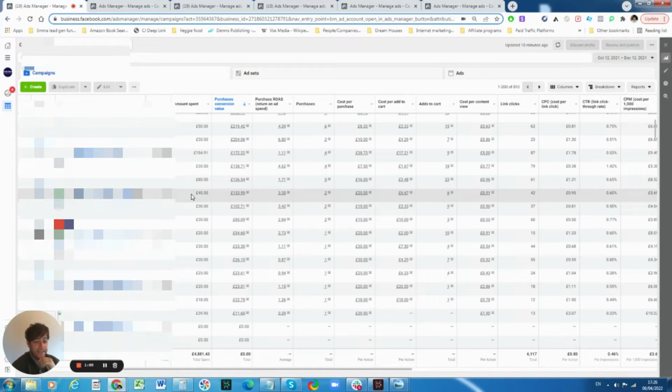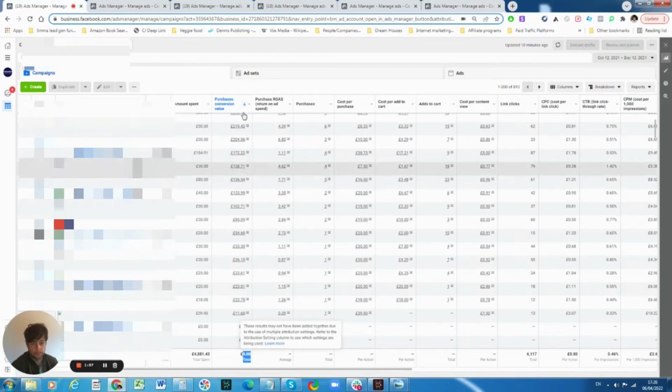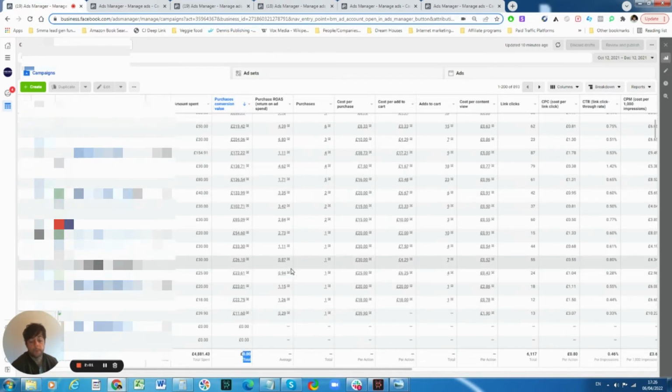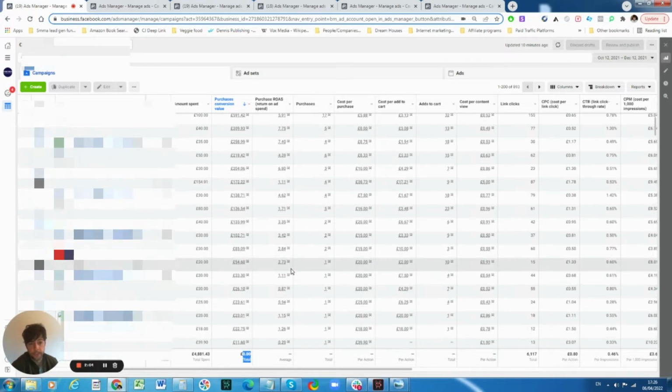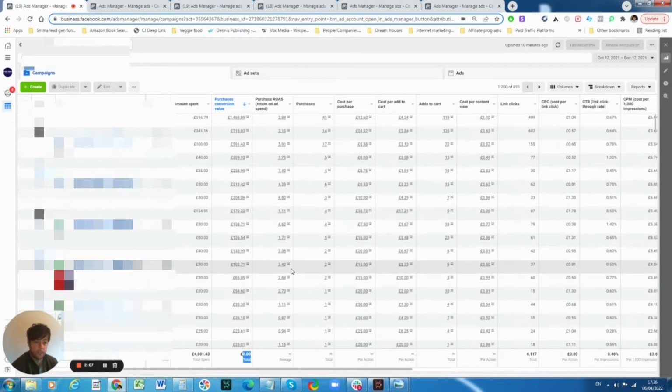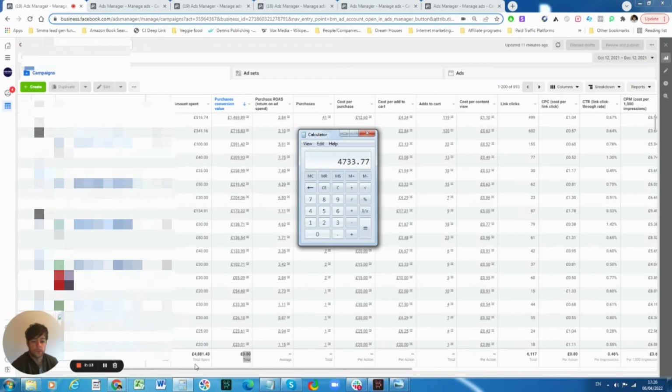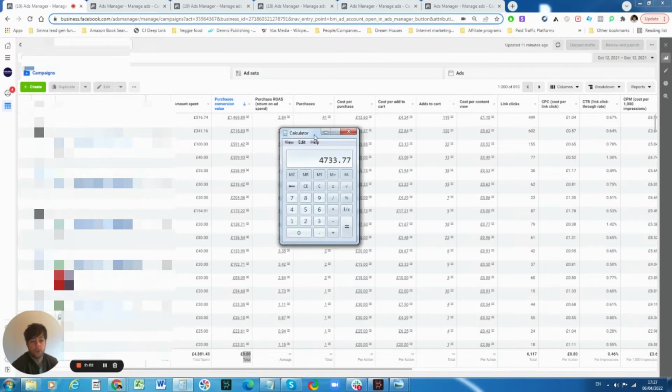So yeah, they were losing money. Now, I can't total up the amount here on the purchase conversion value, but if you want to, pause the video and as I scroll up to the very top, you can add all those figures. Well, you don't have to, because I've got it sorted out. Essentially, the amount spent in this period was £4,881.43. The return was actually £4,733.77. So they were losing money, and it wasn't looking great.